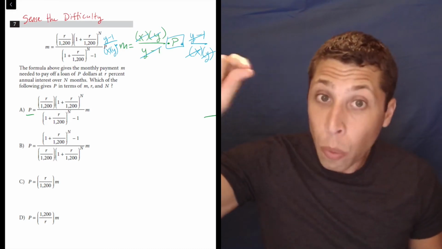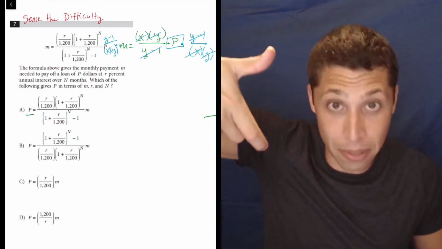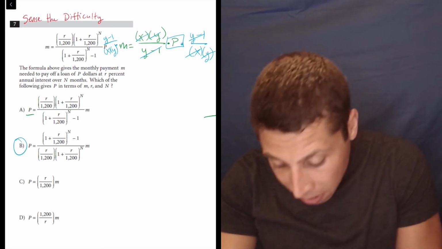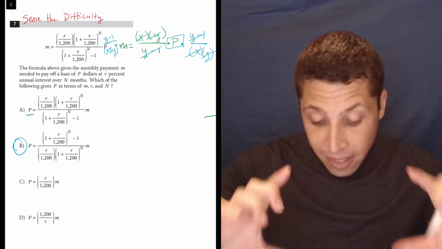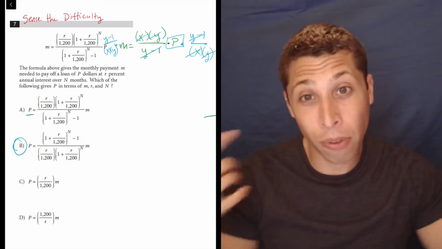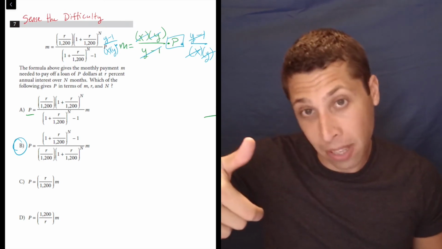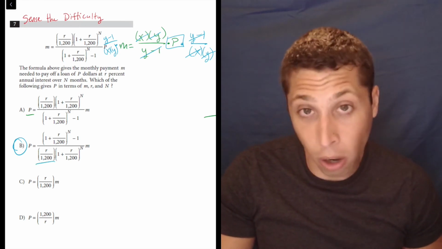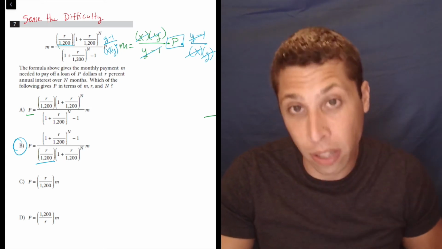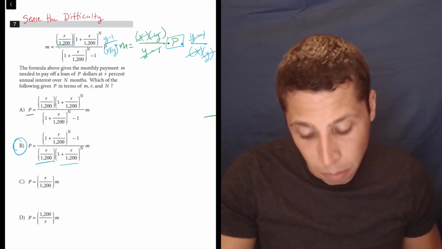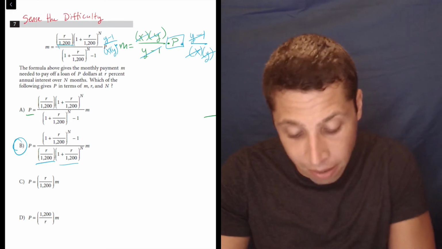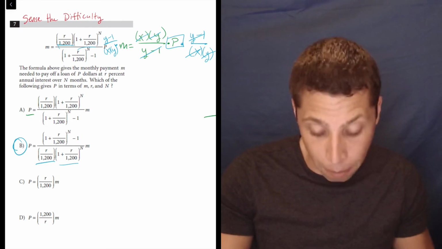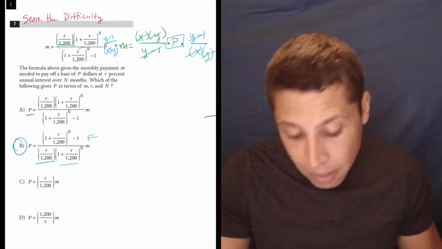And the stuff that was once on the top is now on the bottom. Everything flipped. And so that's why choice B is the answer, because it's that exact same monster fraction, except flipped upside down. The reciprocal, right? See, look, r over 1200 used to be on the top, now it's on the bottom. This other weird one, 1 plus r over 1200 to the n, it was on the top, now it's on the bottom, and what was once on the bottom is now on the top, right?